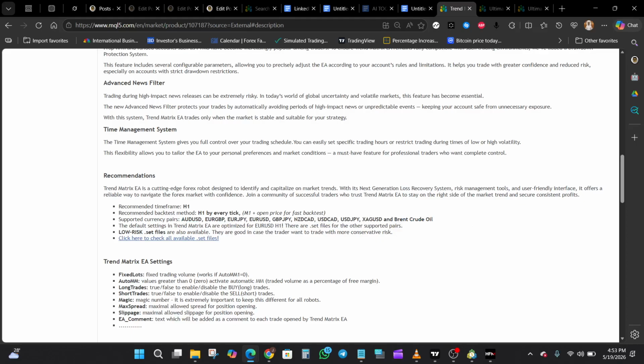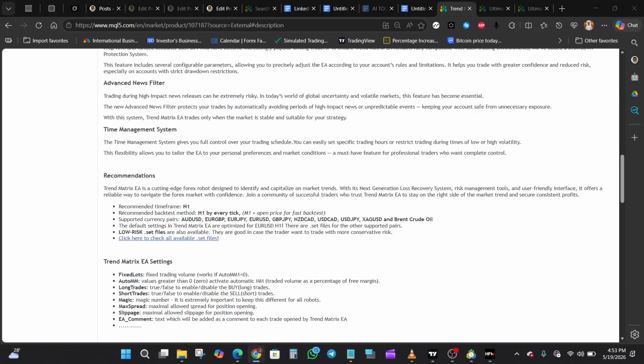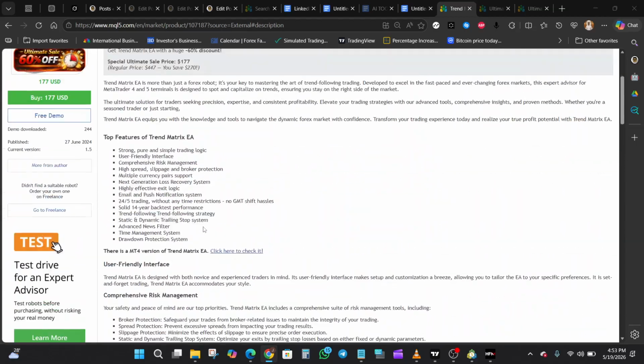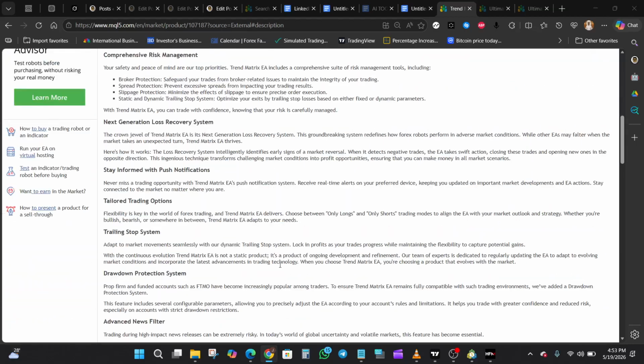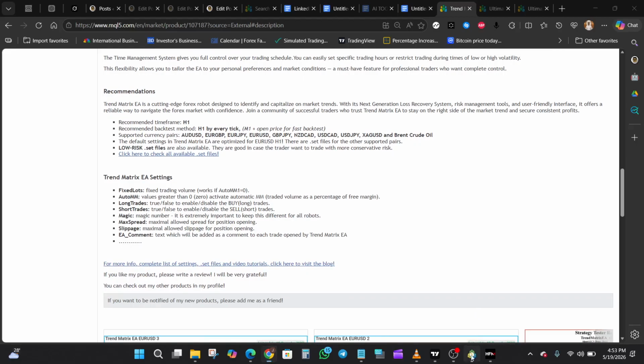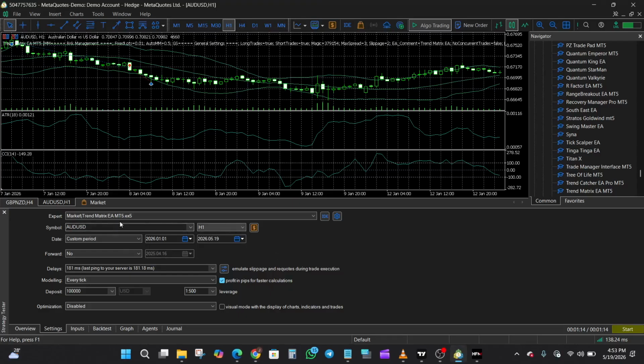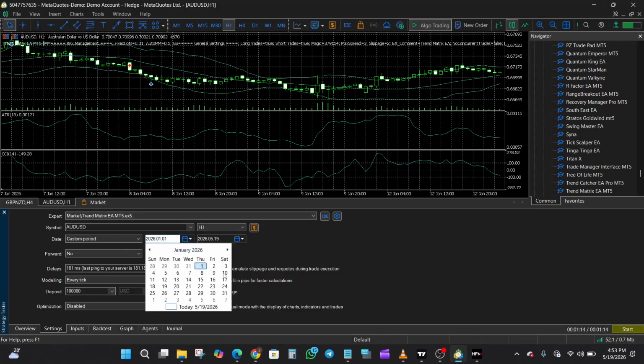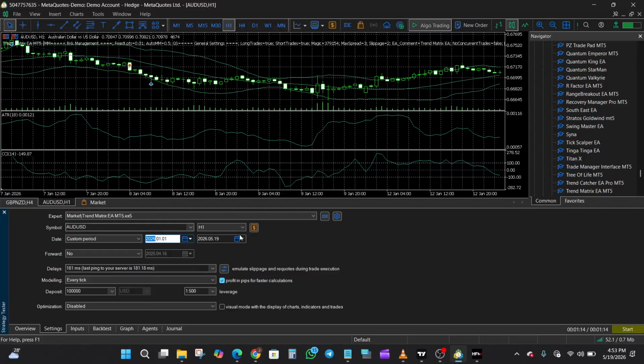Okay, so now moving into the historical backtesting section, I'm going to focus on how the EA behaves based on the completed chart data under those recommended conditions. All right, so we're going to be testing the Trend Matrix EA on one of the recommended pairs. We're going to go with AUD USD on the H1 time frame. All right, so AUD USD H1 time frame Trend Matrix EA, we're testing from the beginning of the year, 1st January 2026 till date, so we can get a reasonable data for the backtesting.